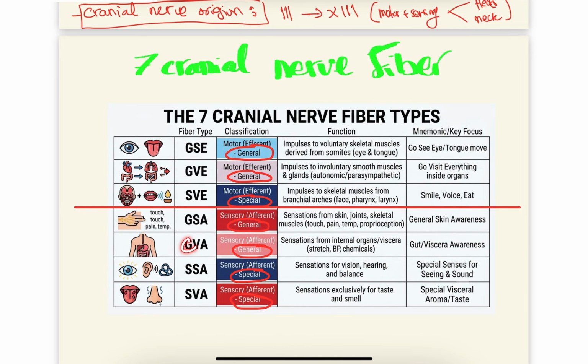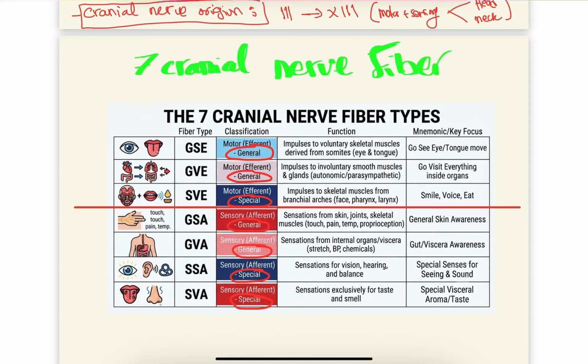And then you have the GVA. The GVA is memorized as gut viscera awareness. So what do you think of it? It's your inside organs, your gut and your viscera. So internal organs, so sensation from your internal organs. What could be these sensations? You might think to yourself, this could be the stretch, this could be the blood pressure, any chemicals in your viscera.